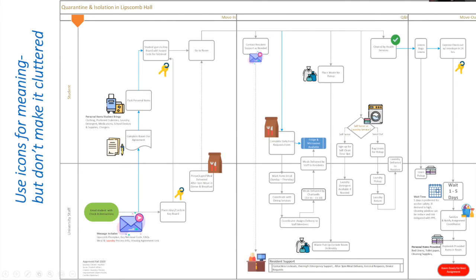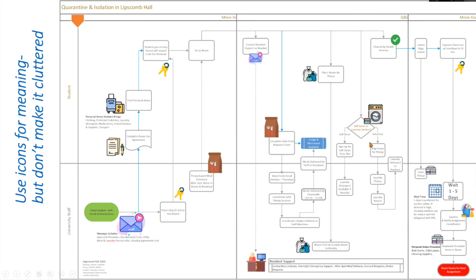So this is an example of a map where we're using icons for meanings, but we don't want to make it cluttered. This is a map that we did early on as we were evolving to this mapping format. Candice created this one. I just love this map, but it's for when students were quarantined with COVID on campus. And we had all these different activities that need to happen. So we had that they had to move to the quarantine location. We had to have some testing done. We had to get them keys. We had to provide them food.